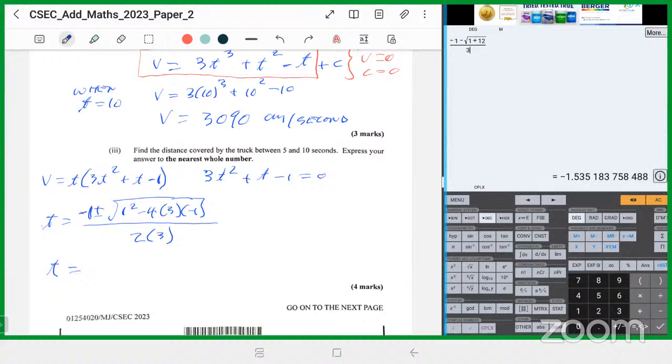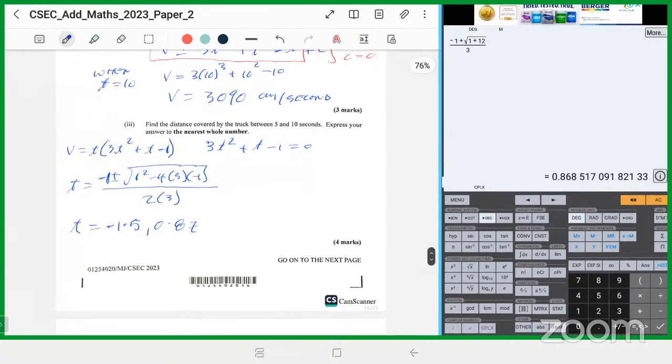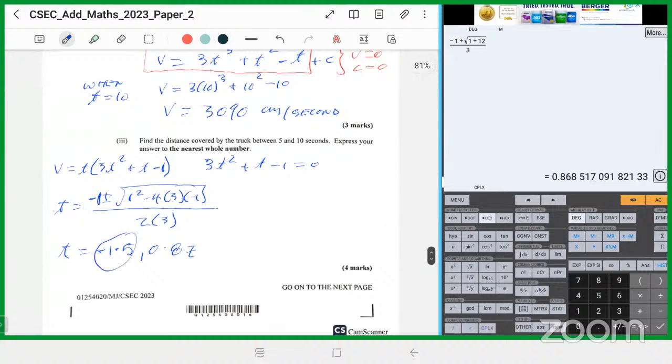Oh, so that's what happened. The curve passes through the origin, but it also has a negative root. Okay, cool, negative 1.5. Now I'm going to change this to a positive, and I get 0.87. So the curve has a negative root and a positive root, and a root at the origin as well.